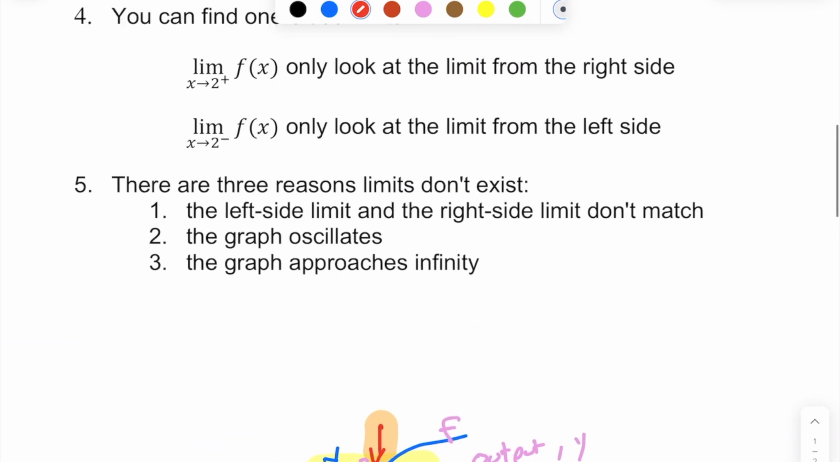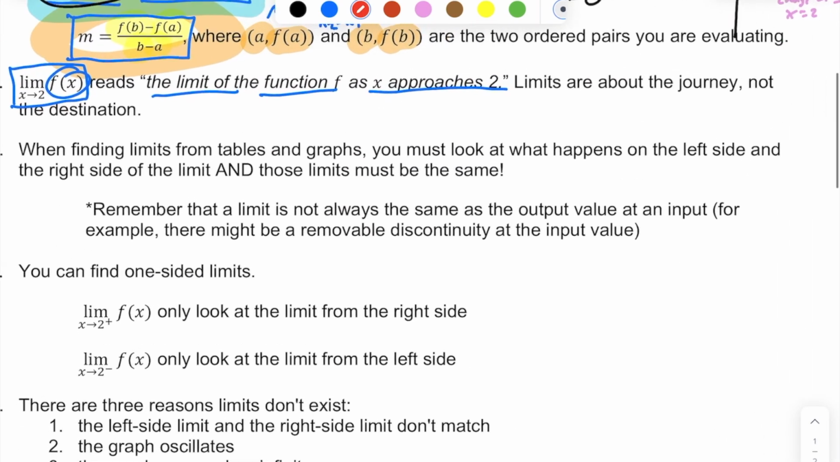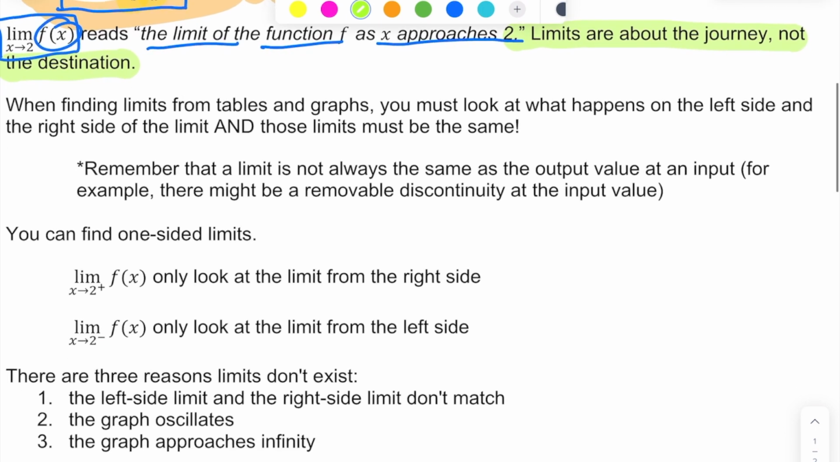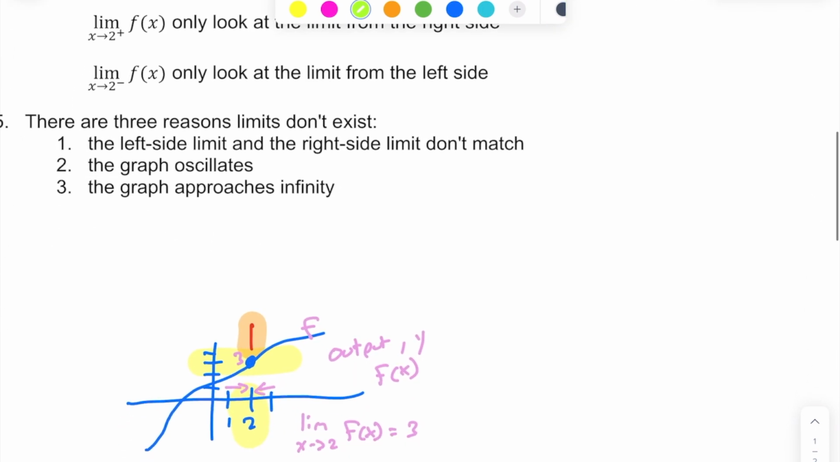Because, and here's a statement that I really want you to memorize as you think about limits, and I'm going to highlight it in green right here. Limits are about the journey, not the destination. Limits are not always about landing on that number 3, but what's happening as we get closer and closer to that 3 from the left side and from the right side.